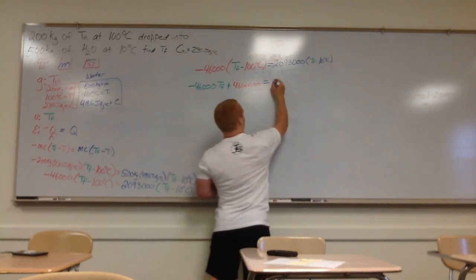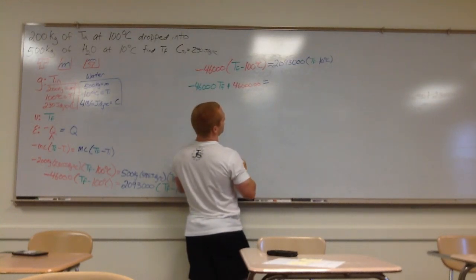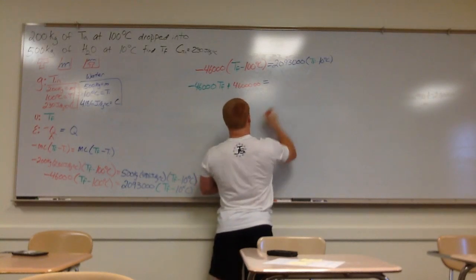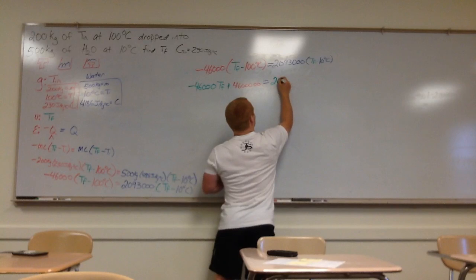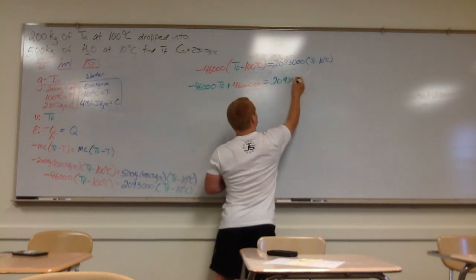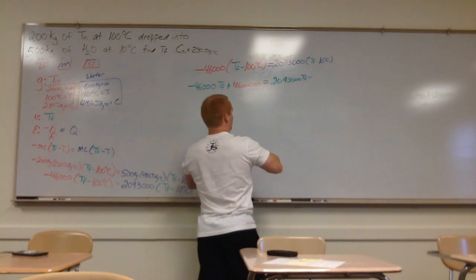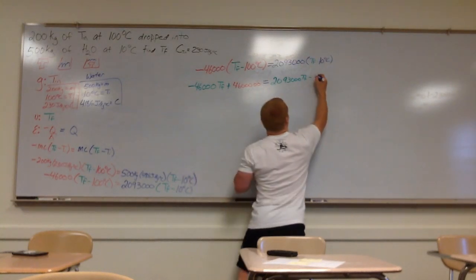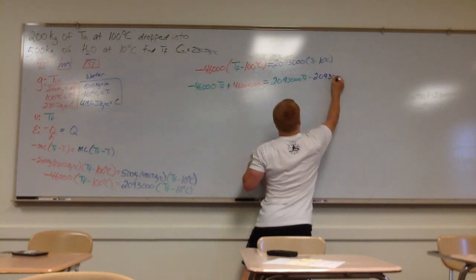Now we're going to do the same thing on the other side. So I'm going to take this 2,093,000 and multiply it by TF, and we will just get 2,093,000 TF. And we're going to take it times the negative 10 degrees Celsius, and we're going to get just one more zero on it.